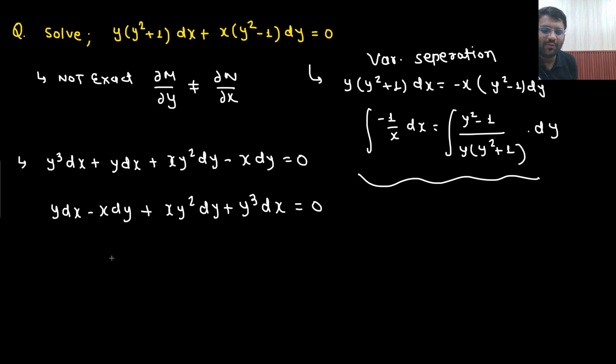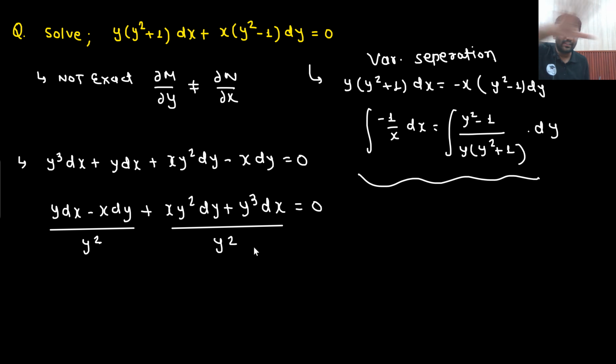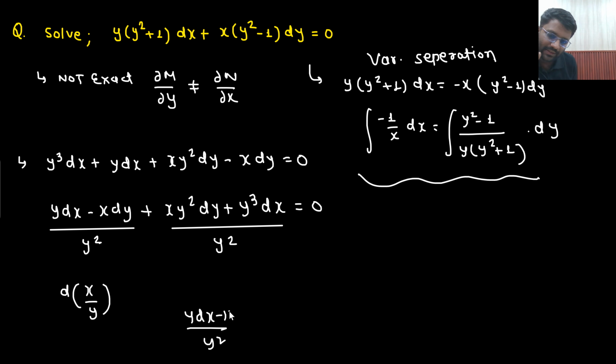So clearly it is giving me an indication that let's divide with y square. Let's divide with y square. The whole equation has been divided with y square. So if I divide the whole equation with y square, what am I getting? What is this? It is nothing but d of x by y. What will be your d of x by y? That will be nothing but (y dx minus x dy) over y square.